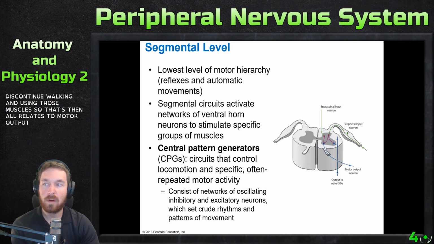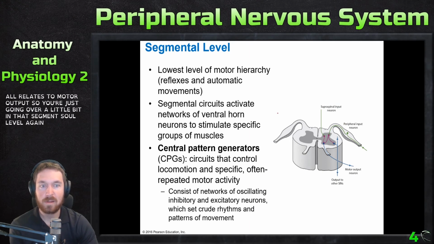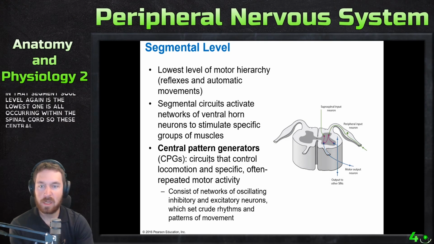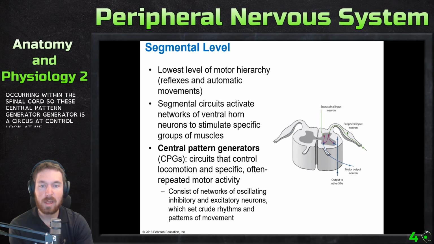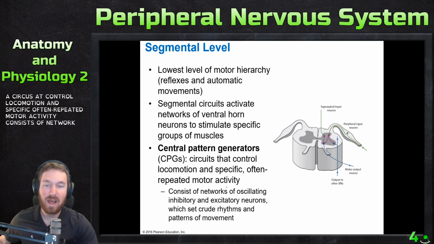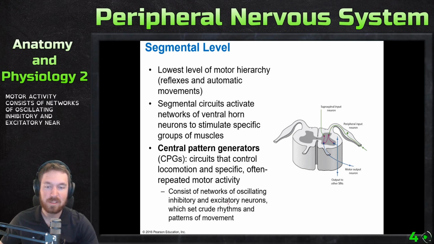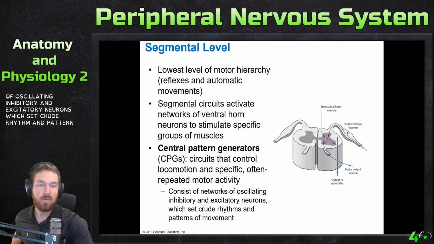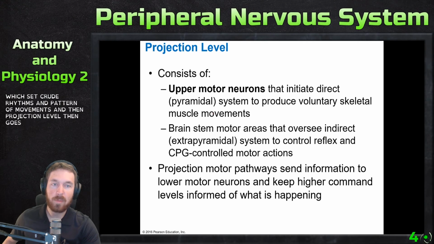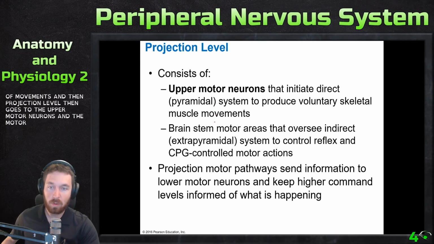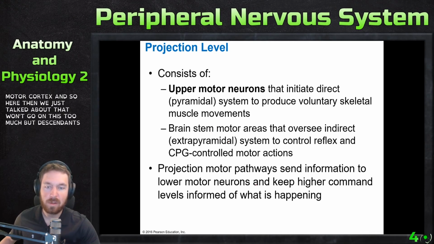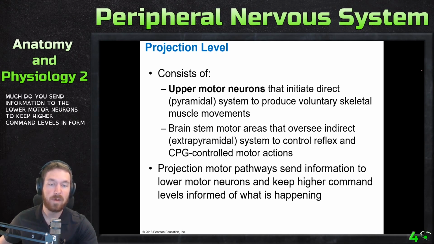So here, going over a little bit of the segmental level again, it's the lowest one. This is all occurring within the spinal cord. These central pattern generators are circuits that control locomotion and specific, often repeated motor activity. This consists of networks of oscillating inhibitory and excitatory neurons, which set crude rhythms and patterns of movements. And then the projection level goes to the upper motor neurons and the motor cortex. I won't go on about this too much, but these send information to the lower motor neurons and keep higher command levels informed of what is happening.